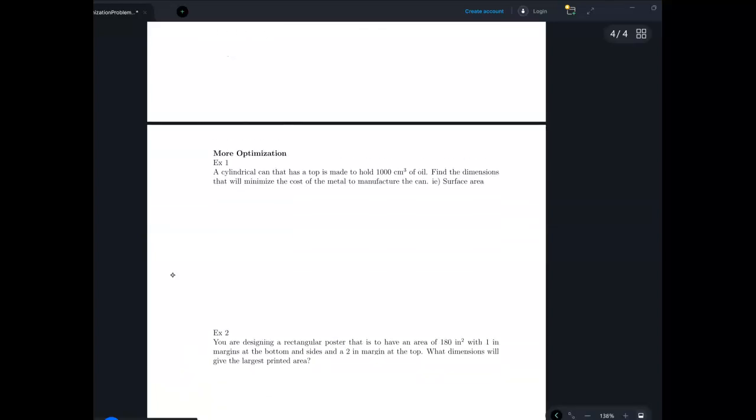All right, so let's talk about what a can is. So we have a can, it looks like that, right? So the volume will be the area of the bottom, which is pi r squared, times the height. And they tell me it has a volume of 1,000. Okay, so we're going to use that to substitute. And you probably can tell we're going to use it to substitute for h. So we get h equals 1,000 divided by pi r squared.